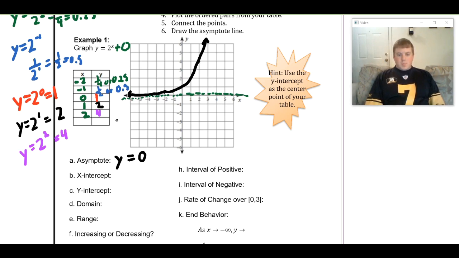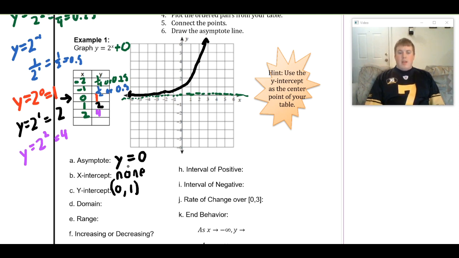Alright, so we also need to look at the x-intercept. Since our asymptote line is y equals 0, our exponential function is never actually going to reach that x-axis. So we're actually going to have no x-intercept, so we're going to put none. Our y-intercept, remember, is where x equals 0 and where it crosses the y-axis. That point was actually one of the points we got from our table, and that was (0, 1). That was right here where x was equal to 0.